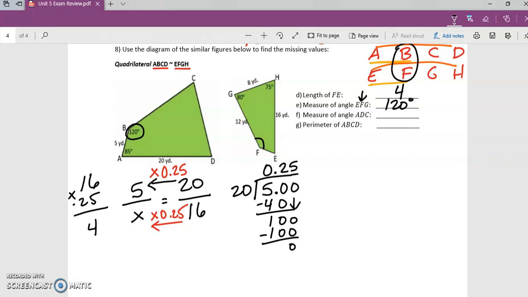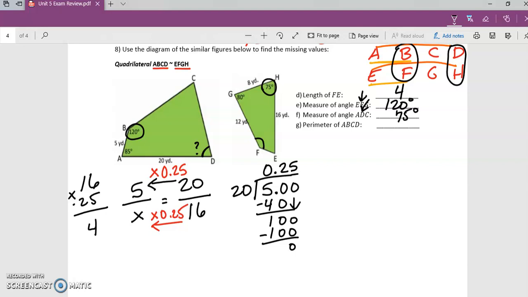And so looking at the next one, measure of angle ADC. I need to look for angle D here. So angle D would be this one. Again, I'm trying to find, okay, what is that angle equal to? Angle D should match the same amount as angle H. So I look at angle H, and that's 75 degrees. So that's the answer for part F.